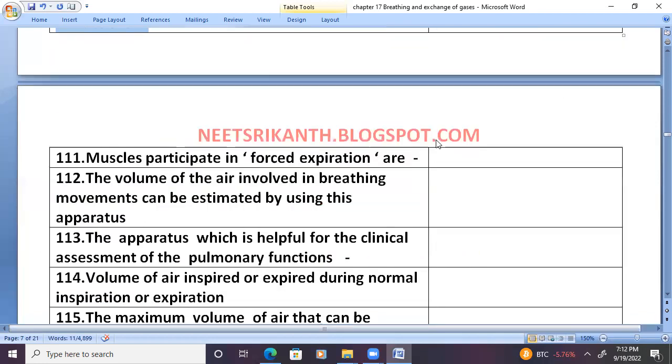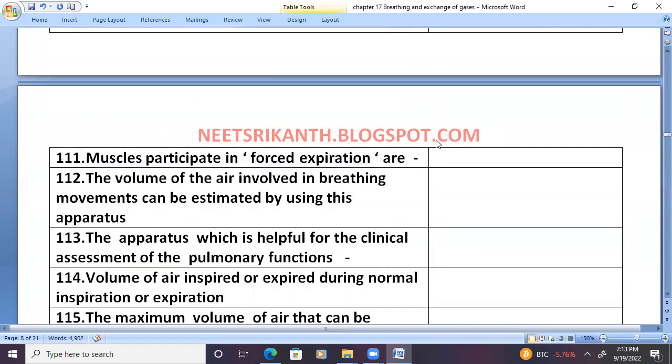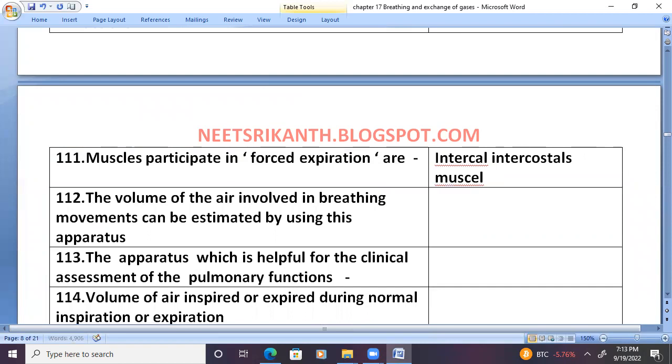An average healthy human breathes 12 to 16 times per minute. The muscles that participate in forced expiration are the internal intercostal muscles as well as the abdominal muscles.